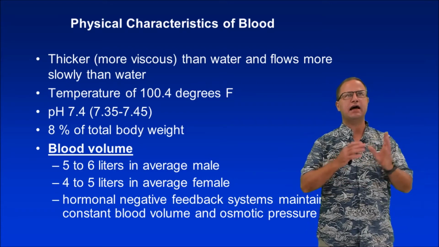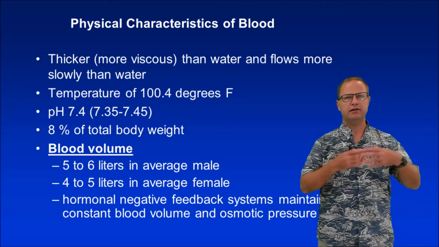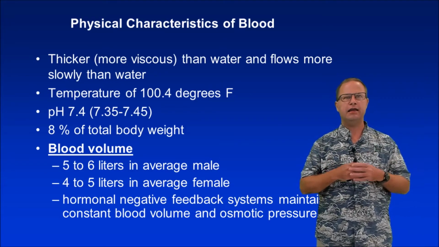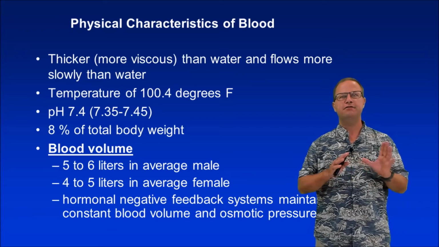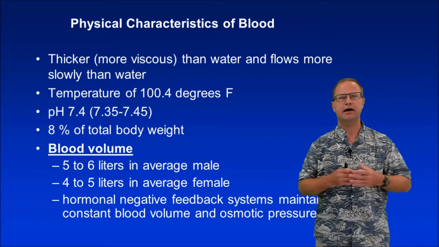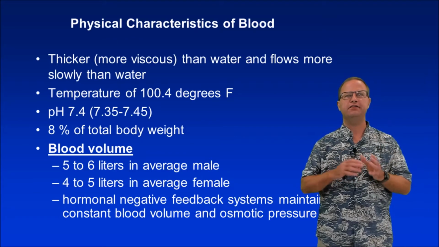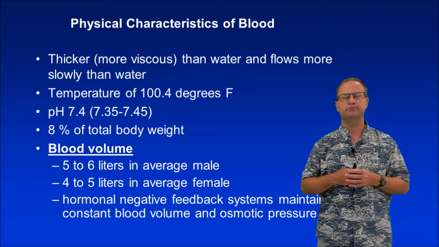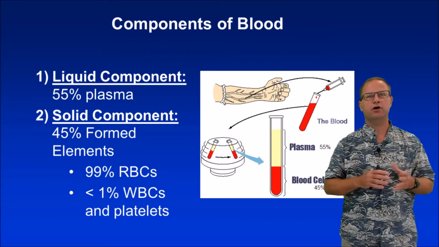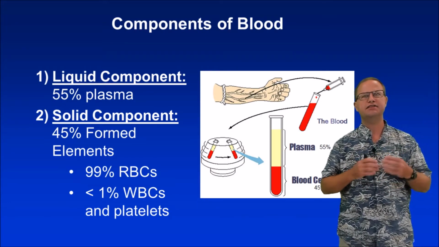Now, blood is actually about 8% of our total body weight. So a lot of our body weight is actually blood. And it depends on whether you're male or female. So males have a little bit more, around 5 to 6 liters. Females have around 4 to 5 liters, depending on body size. And there's a hormonal negative feedback loop that controls the number of blood cells and also helps to control blood volume. Okay, remember back to our lecture on tissues, and we said that blood was a specialized connective tissue.